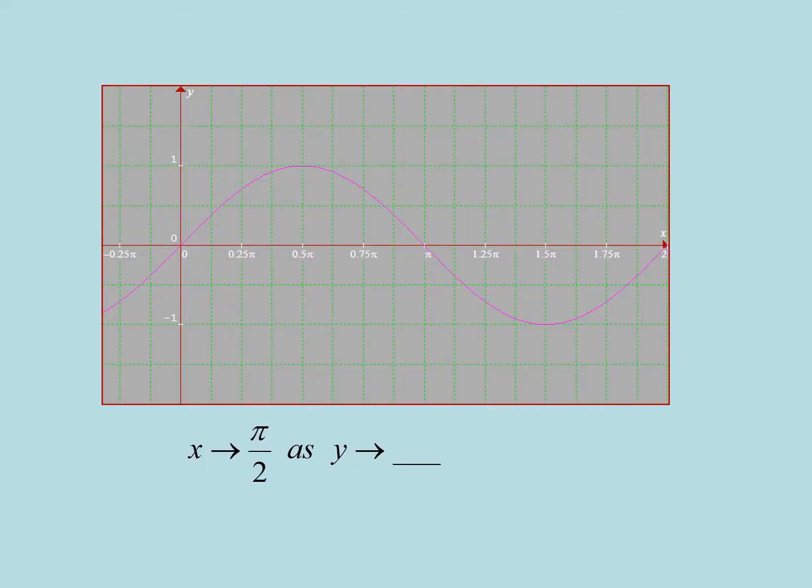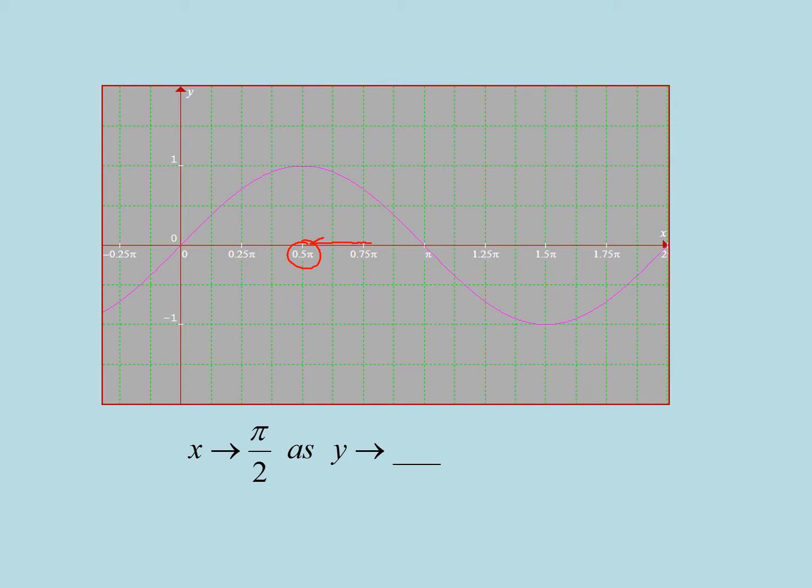Here's another graph. We have a trig function here. X approaches pi over 2. Here is pi over 2, 0.5 pi. As y approaches what? Well, let's do the same analysis.